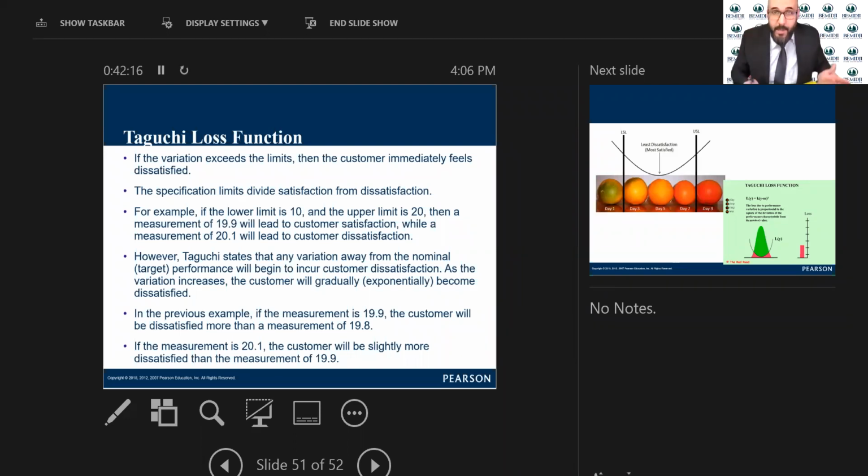It's not a sharp edge where you know exactly this is unsatisfied, this is satisfied. No, it goes gradually along a curve that represents customer dissatisfaction.